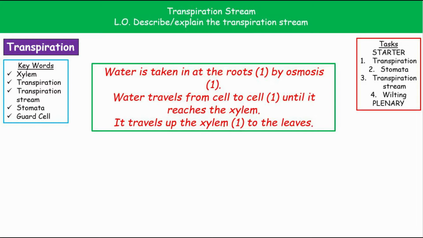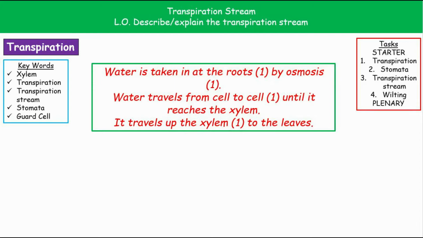So our first mark is for saying that water is taken in at the roots, and your second mark associated with that is for saying by osmosis. And hopefully we remember the definition of osmosis is that water is moving from an area of high water concentration to an area of low water concentration across a partially permeable membrane. The next bit we need to talk about is what happens once it's got into the root.